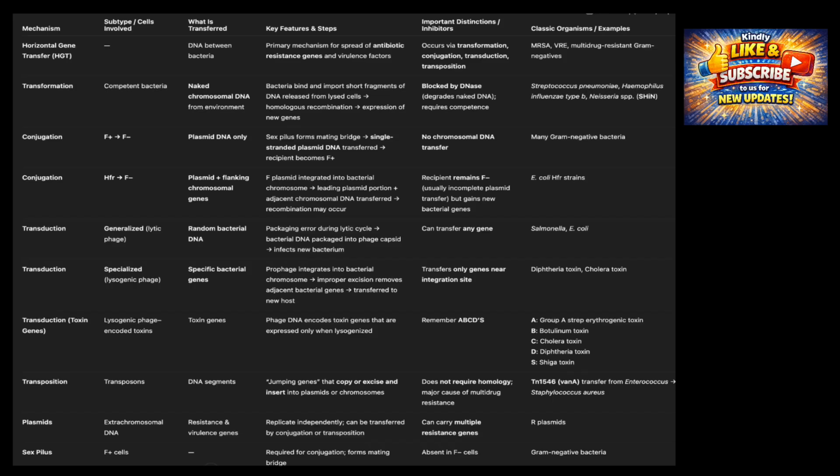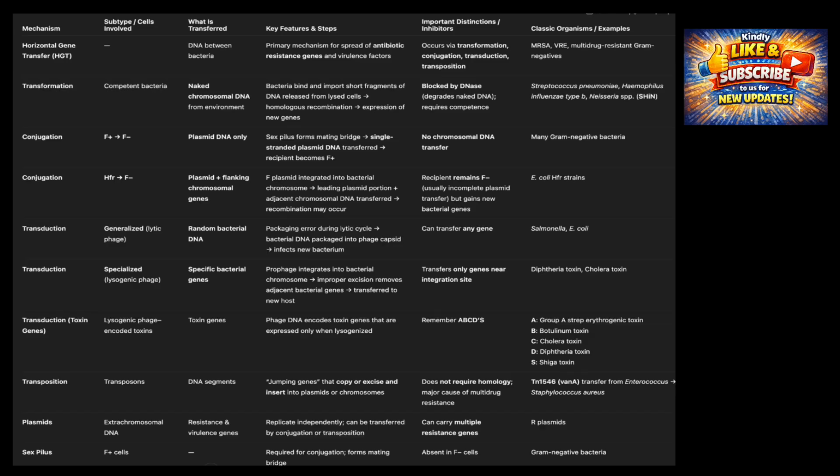Begin bacterial genetics with horizontal gene transfer. Horizontal gene transfer means bacteria receive DNA from another bacterium, instead of passing genes from parent to offspring. This is different from normal inheritance, where a bacterium copies its own chromosome and divides. Horizontal gene transfer is clinically important because it allows bacteria to gain antibiotic resistance or virulence genes very quickly.